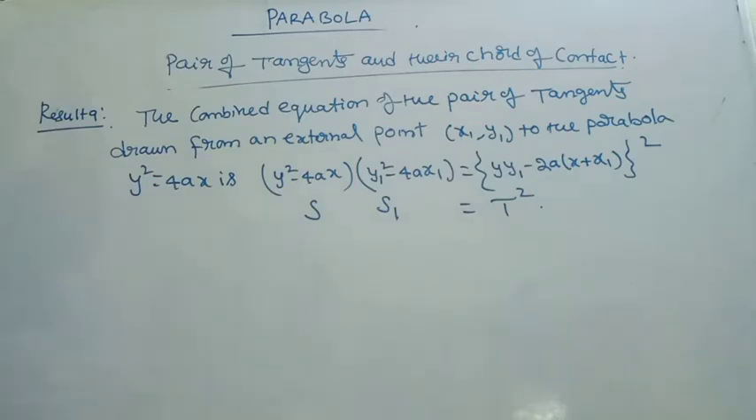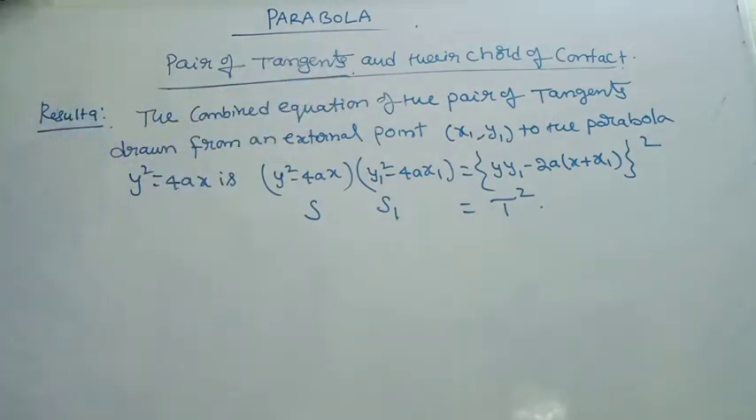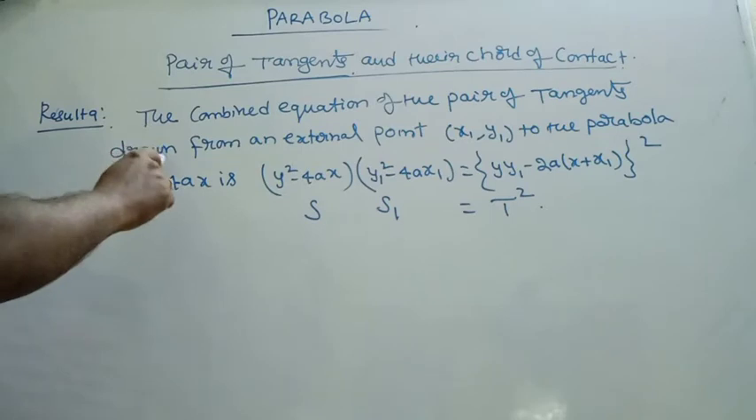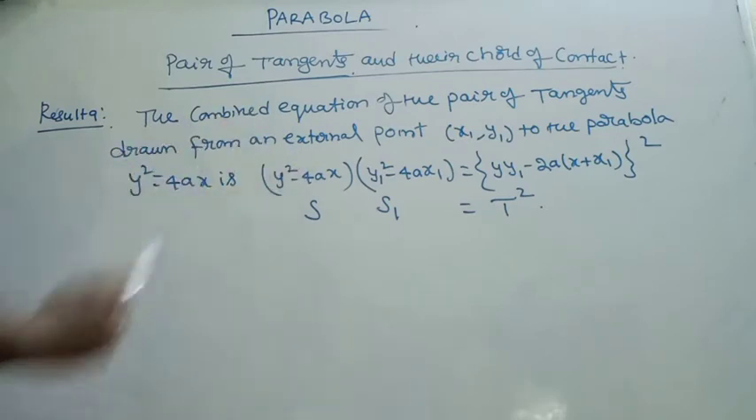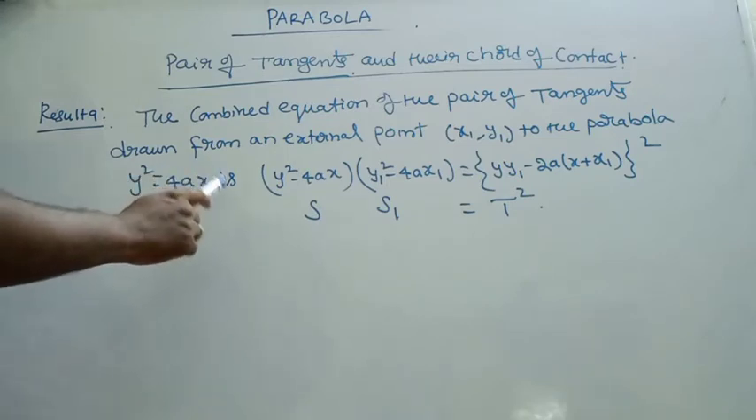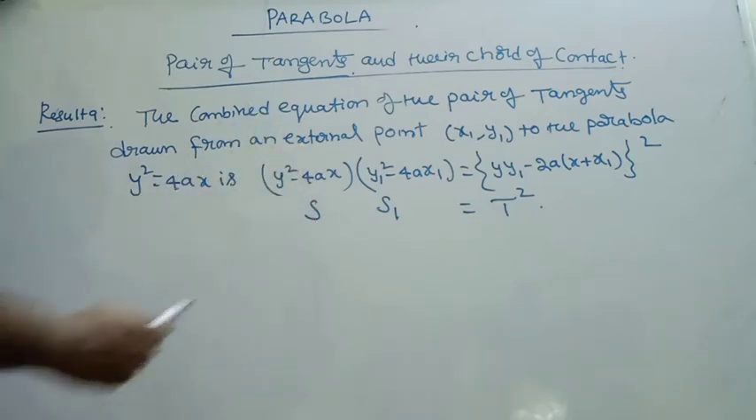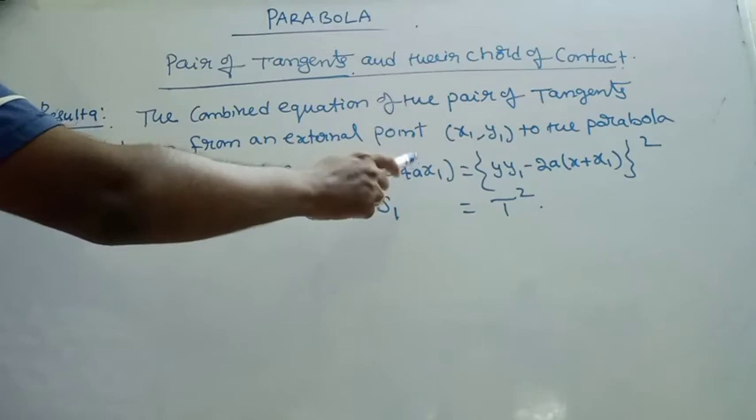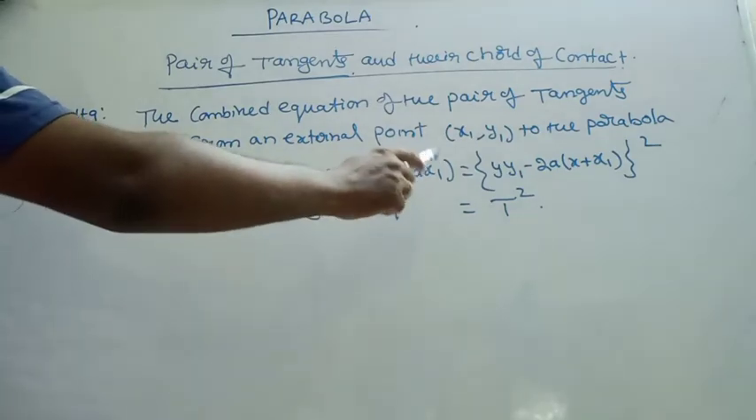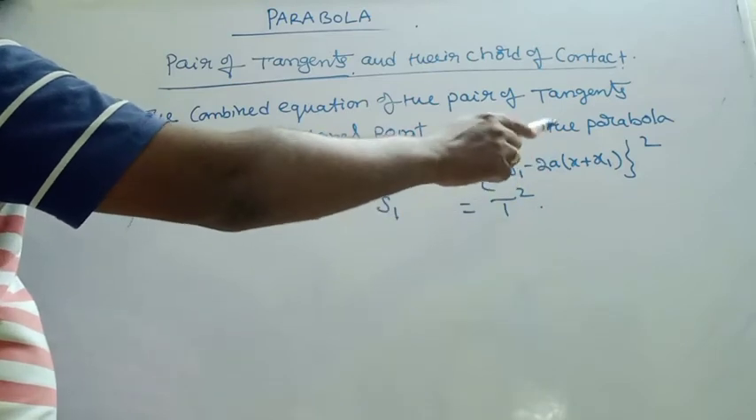Now we have another important result, which is the combined equation of the pair of tangents. The combined equation of the pair of tangents drawn from an external point x1 comma y1 to the parabola y square equal to 4ax is (y square minus 4ax)(y1 square minus 4ax1) equal to (y1 minus 2a(x plus x1)) whole square.